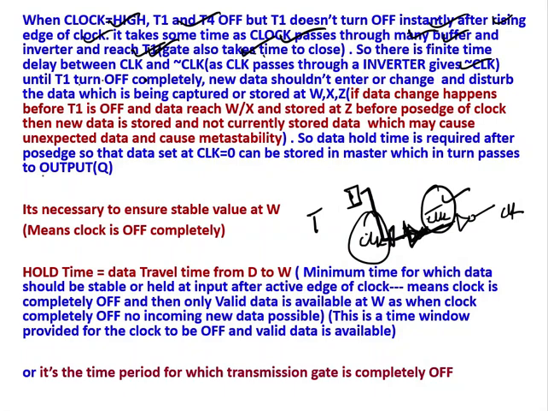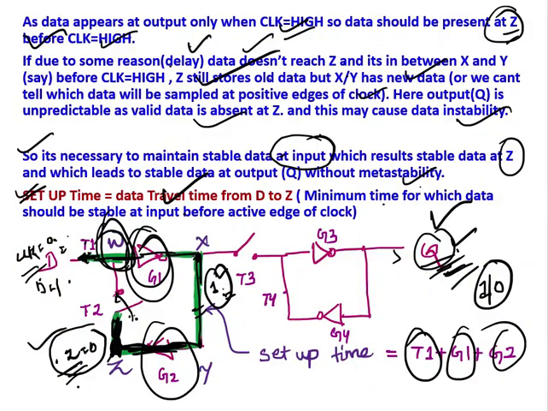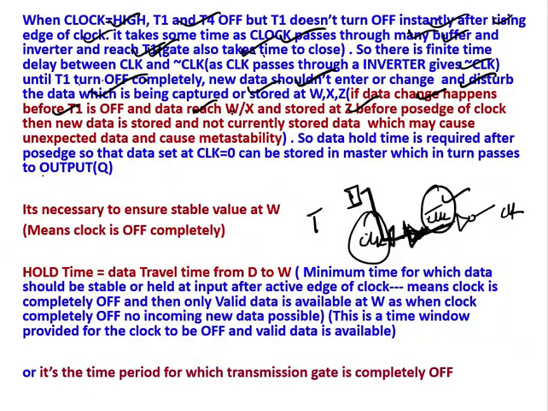So see, until T1 turns off completely, new data should not enter or change and disturb the data which is being captured or stored at W, X, Z. So the possibility is there that new data may come and disturb the already stored previous data. Okay. If a data change happens before T1 is off, and data reaches node W or X and is stored at Z, then what will happen?